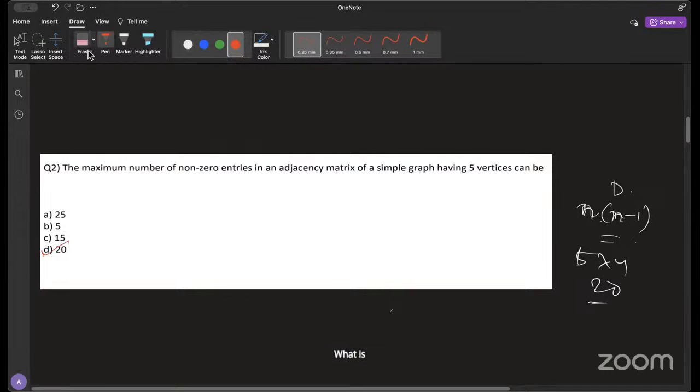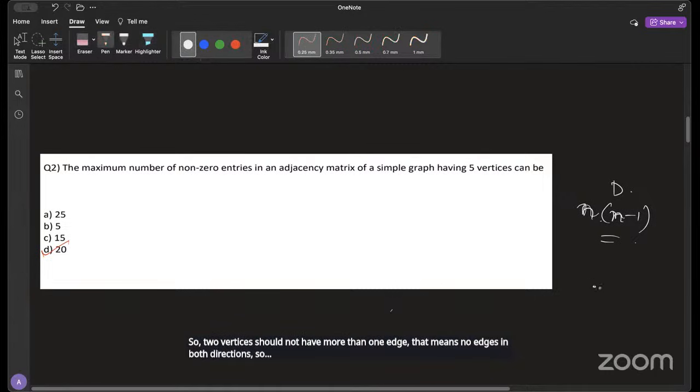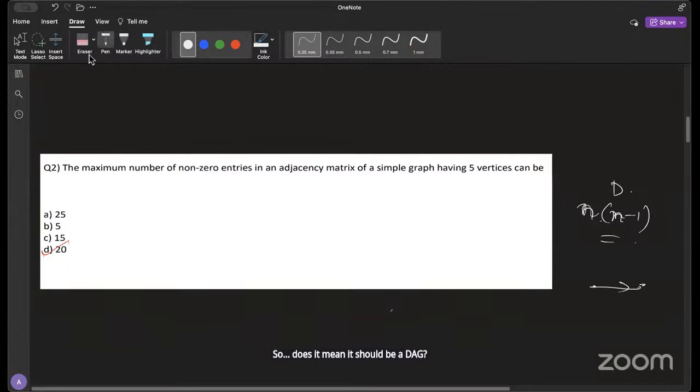What is the definition of a simple graph? It's basically a graph with no self loops, and no multiple edges. So two vertices should not have more than one edge, that means no edges in both directions. Does it mean it should be a DAG? No, it's not a DAG.